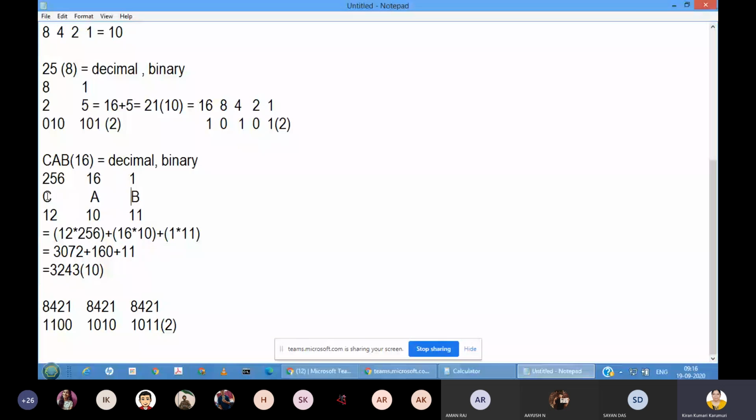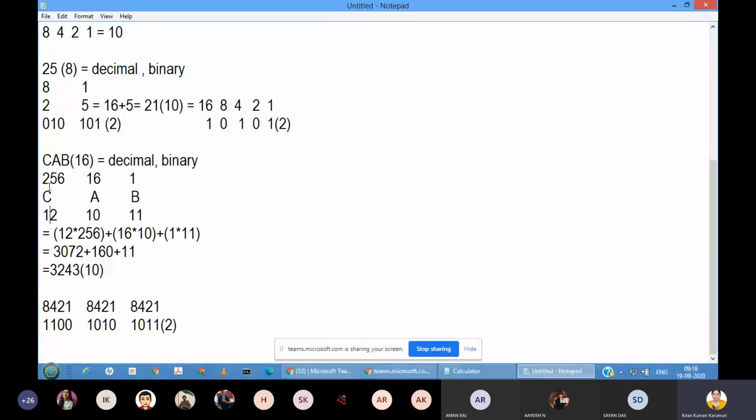Actually C numerically, we have to do some calculation. C is 12, A is 10, B is 11. So to get the equivalent decimal value, 12 is to be multiplied by 256, plus 10 into 16, plus 11 into 1.